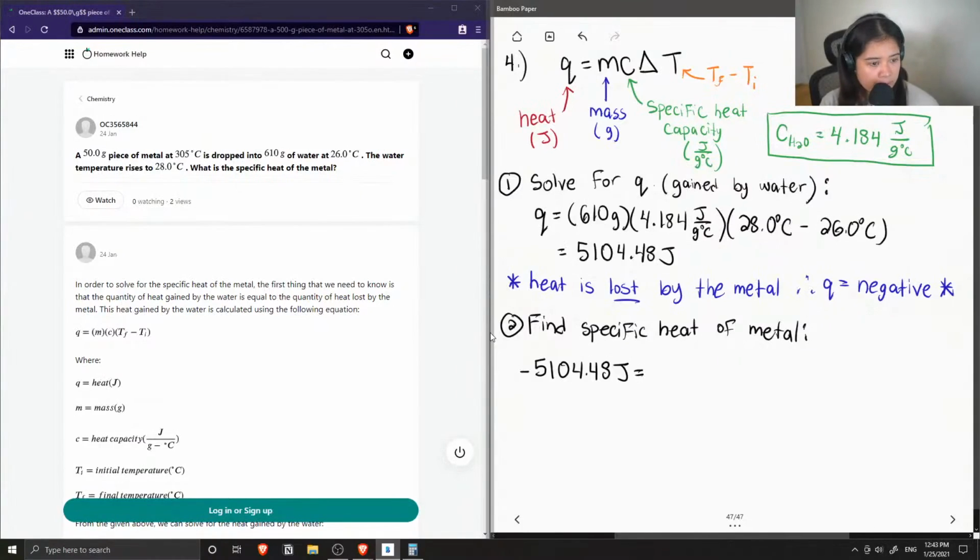And now we can just plug in all of our variables for the metal this time. So the mass of the metal was 50 grams. And we're trying to solve for the C, so C of the metal is unknown. And finally, for its temperature difference, we have the final temperature as 28 degrees, and the metal's initial temperature was 305 degrees Celsius.